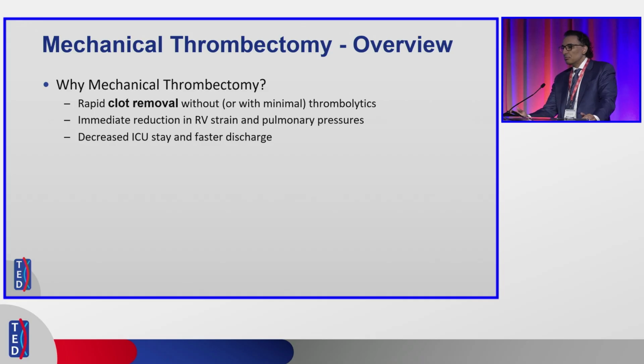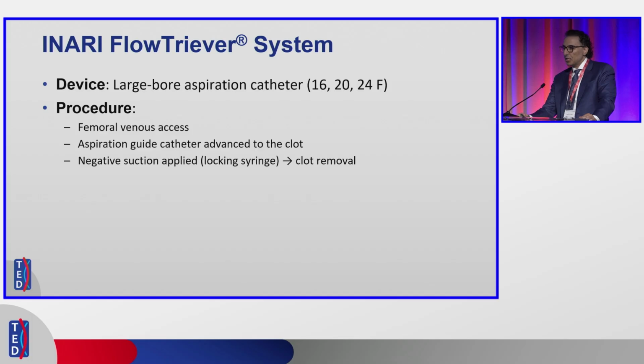And so one of the reasons to look at mechanical thrombectomy would be rapid removal of the clot. You wouldn't need thrombolytics, and therefore hopefully get immediate reduction in the RV strain and pulmonary pressures, and maybe right away an improvement in their symptoms. Again, the idea being you don't have to be in the ICU, getting lytic catheters, getting your fibrinogen levels monitored, and so after the procedure, maybe an overnight stay on a telemetry floor and then discharge the next day.